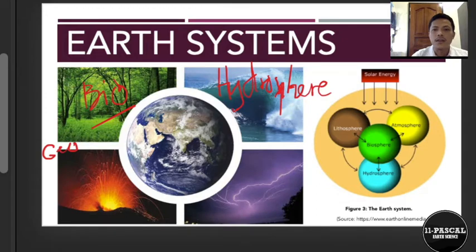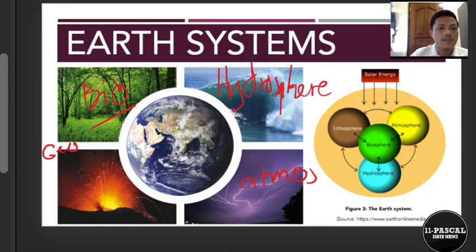And of course, the atmosphere. So these are the four subsystems that interact or interplay with each other so that we can have a balance, so we can have Earth itself as a whole. Earth itself as a whole.